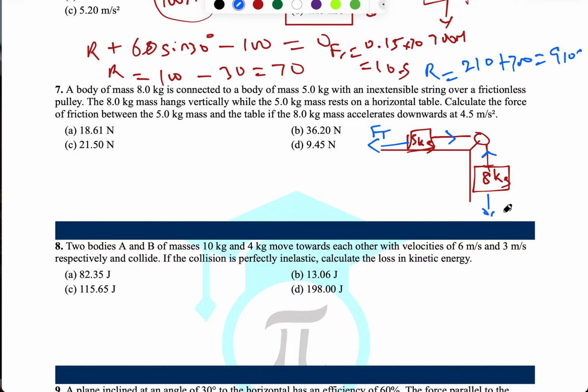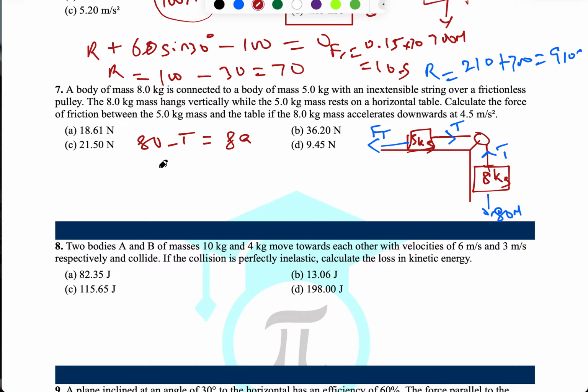So in this situation, we have to analyze these two situations. The first situation is going down. What is acting downward is the weight of this guy, which is 80 newtons. What is acting upward is tension. In this place, tension is acting to the right and friction is acting to the left. The acceleration of the system is going to be the same. So for the downward part, you have 80 minus tension equals 8A. You should be used to this by now. Anytime we find our net force, we always equate it to mass times acceleration.